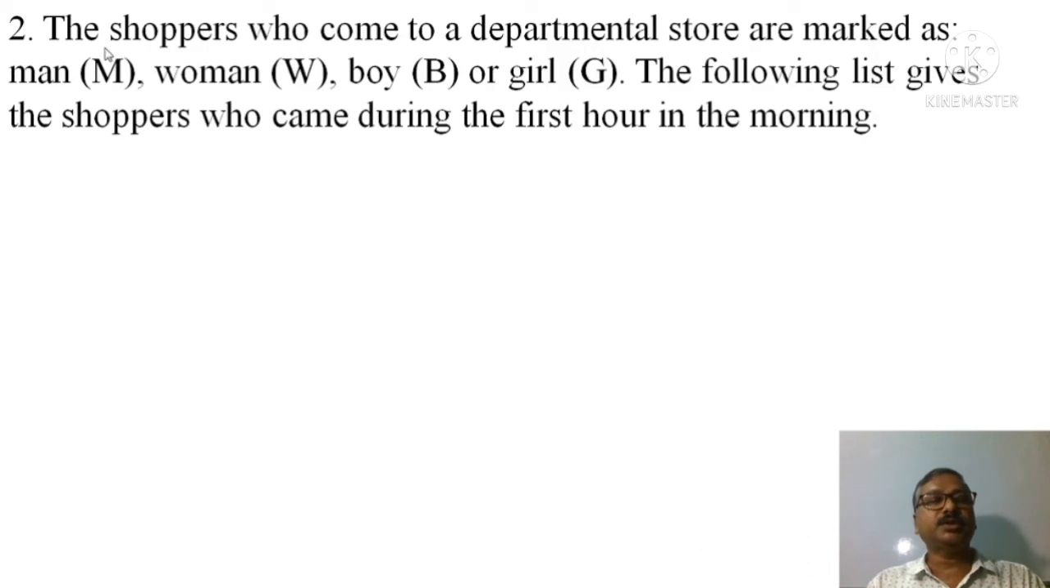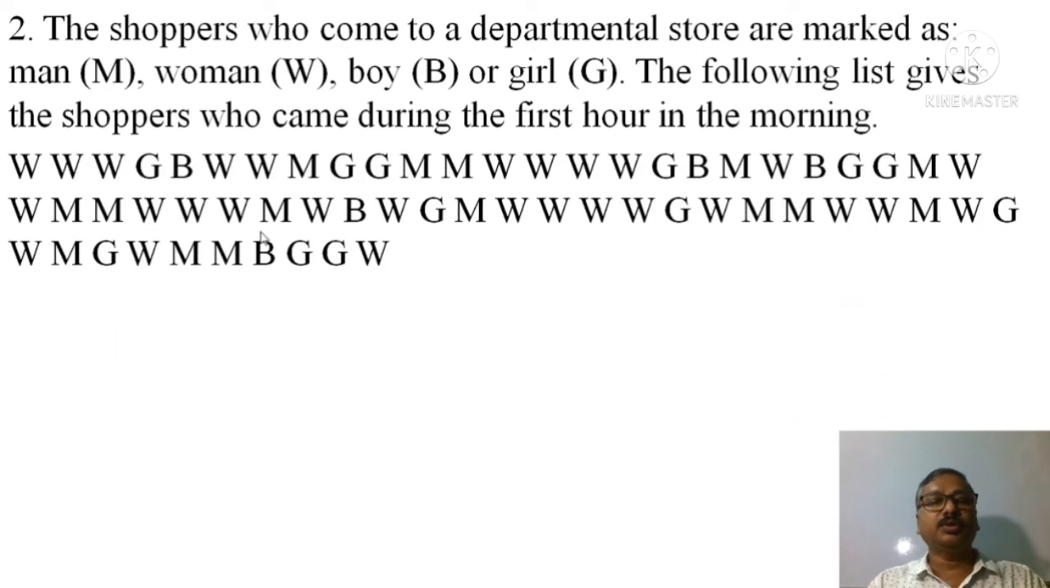The next question is this: the shoppers who come to a departmental store are marked as M for man, W for woman, B for boy, and G for girl. The following list gives the shoppers who came during the first hour in the morning, maybe 8 to 9, 1 hour. During that hour they noted down these observations. W, W, W means woman, woman, woman. The first person is a woman, the second is also a woman, the third is also a woman. In this way, these are the observations.